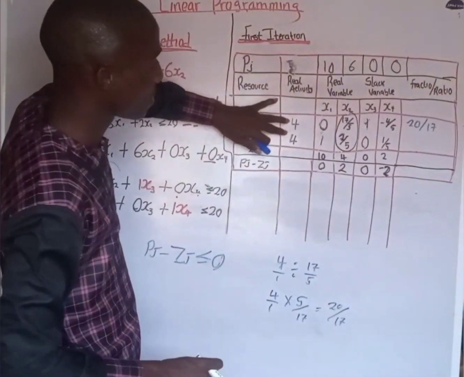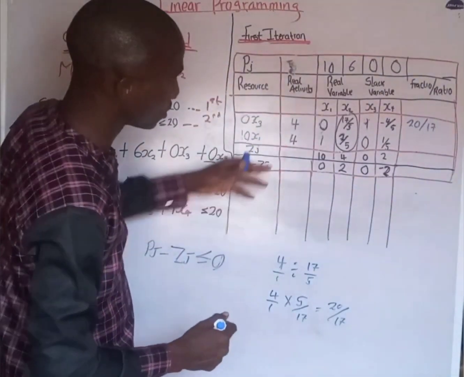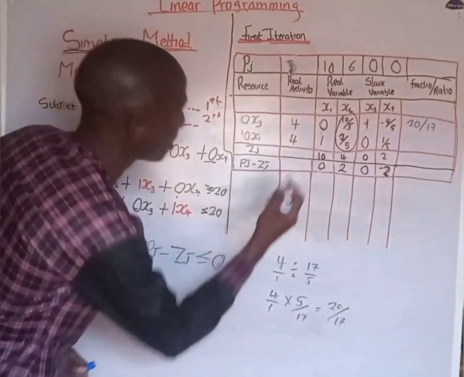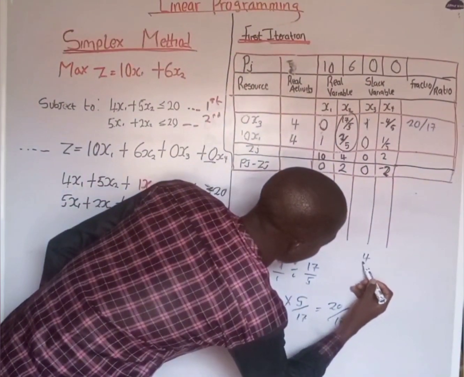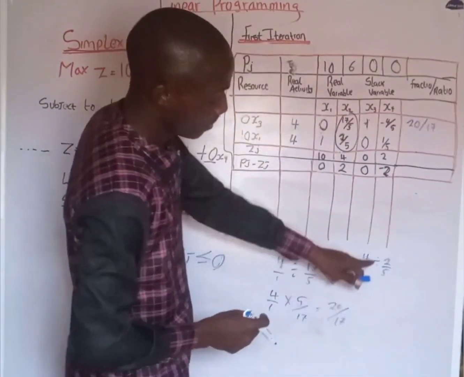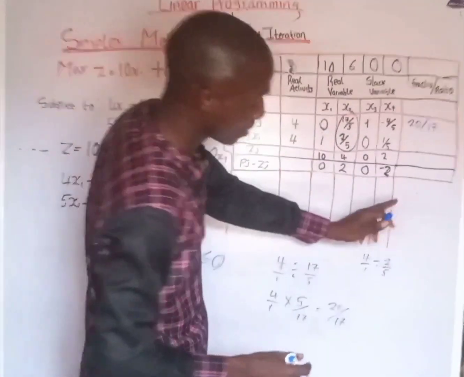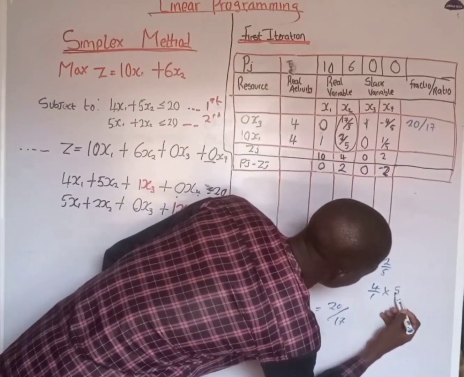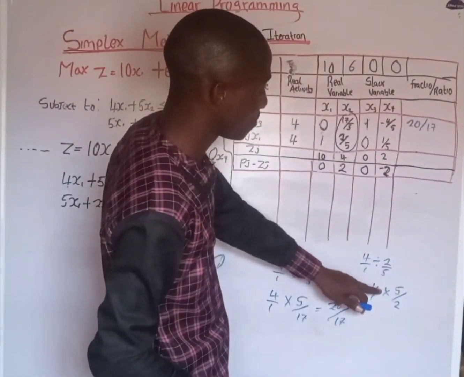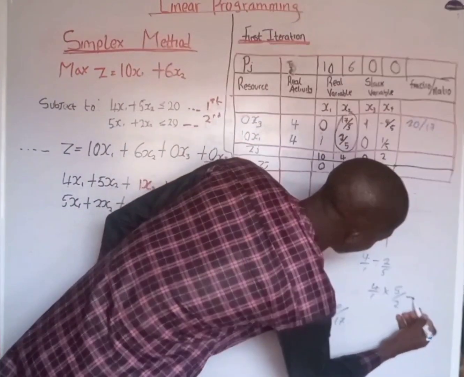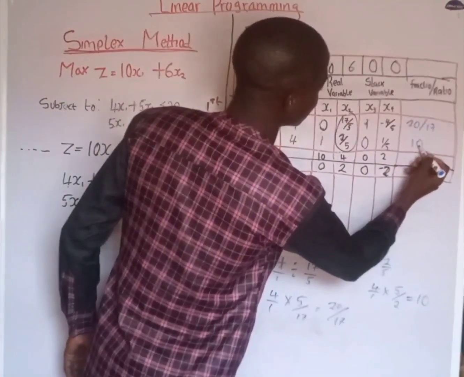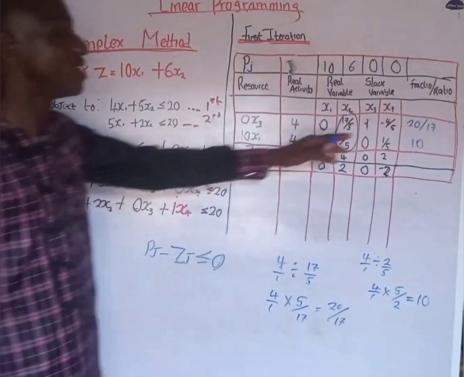Now let's proceed to get the ratio of this second one. It follows the same procedure. I'm going to be dividing my real activity by the corresponding element in the key column. So I'm going to have 4 divided by 2 over 5. Don't forget that I can write 4 as over 1. If I change this division sign to a multiplication sign, 5 will come up. So I'm going to have 4 over 1 multiplied by 5 all over 2. 5 times 4 is 20. 20 divided by 2 is 10. So the ratio here will be 10. So I have my ratio as this.